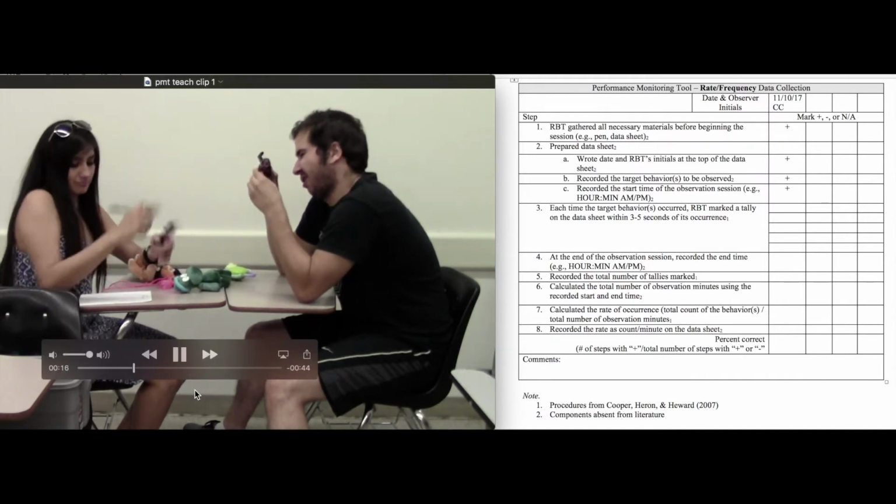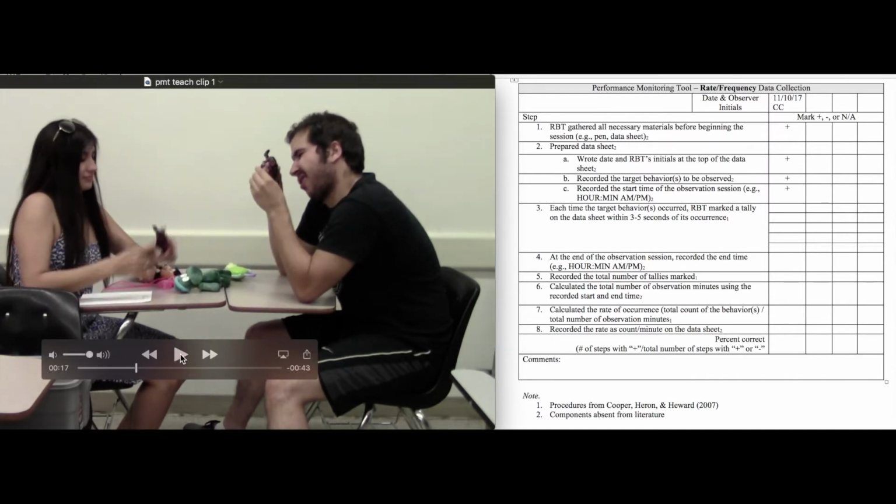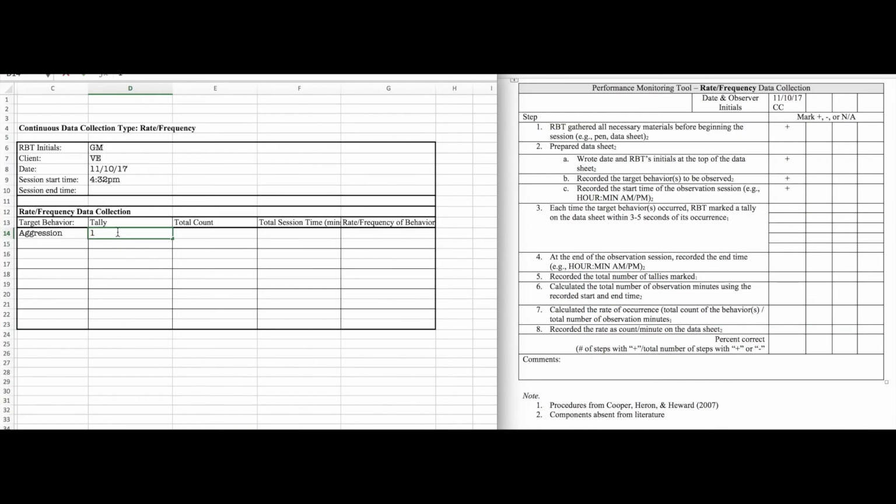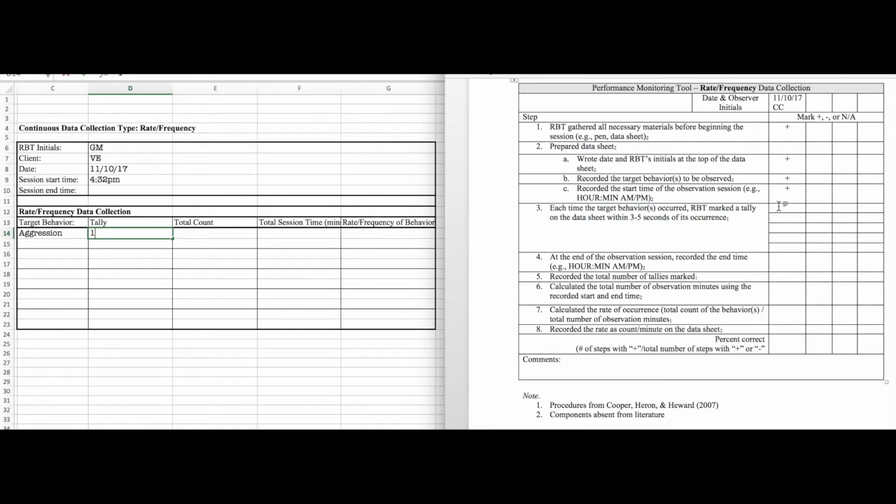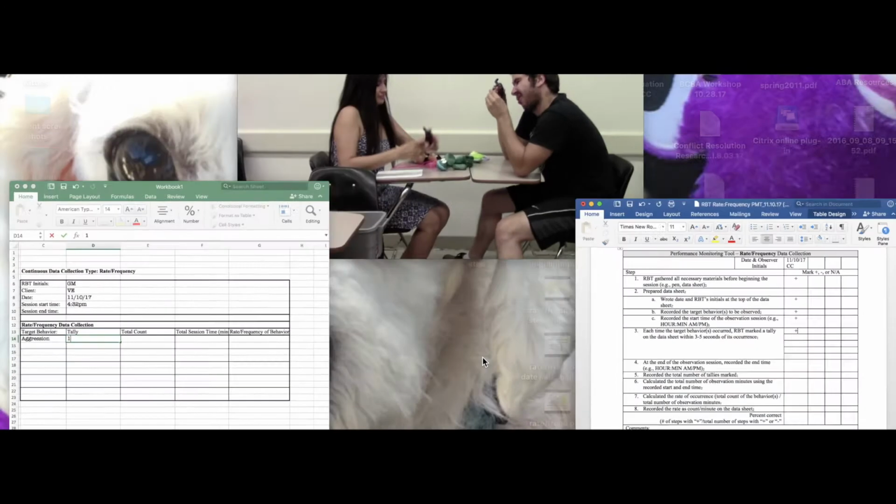Did you see it? Vahe hit Grecia's hand. She immediately turned to her datasheet and made a tally. So let's look at the datasheet. Here we can see that she tallied 1 for when he hit her hand. So here she's going to get a plus. Great job, Grecia. Let's keep watching.